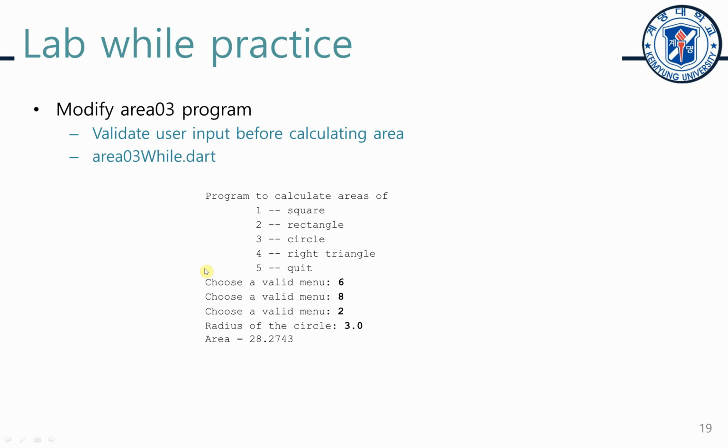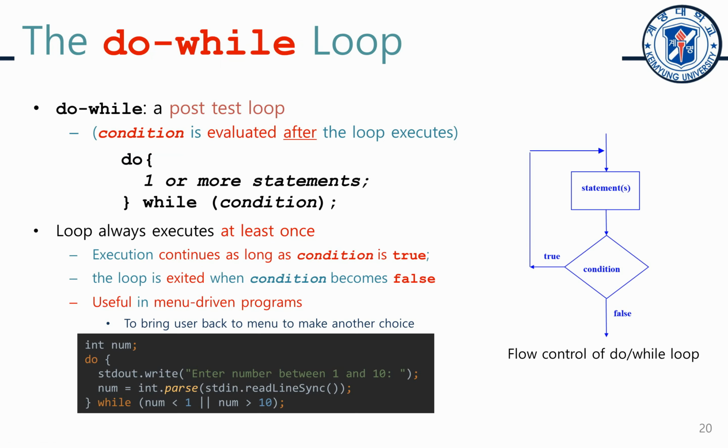The next repetition that we'll see is the do while loop. It is similar to a while loop with a little bit of variation. Unlike the while loop, the do while loop is a post test loop. That means the condition is evaluated after the statement is executed, so the statement will be executed at least once.